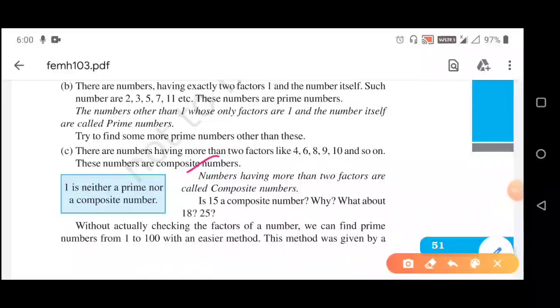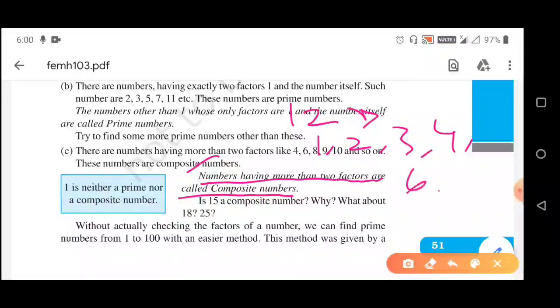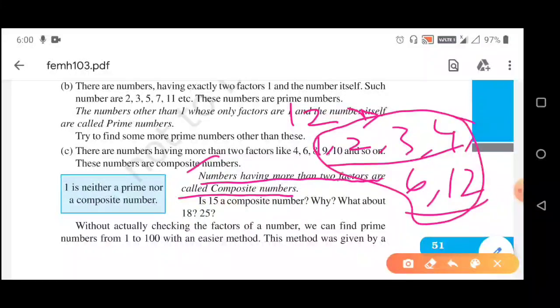Now the next one is: numbers having more than two factors are called composite numbers. So suppose you are taking 12, the factors of 12 are 1, 2, 3, 4, 6, 12. So how many factors are there? 6 factors of 12. So if a number has more than 2 factors, then this number is a composite number. So here we have 6 factors. So 12 is a composite number.